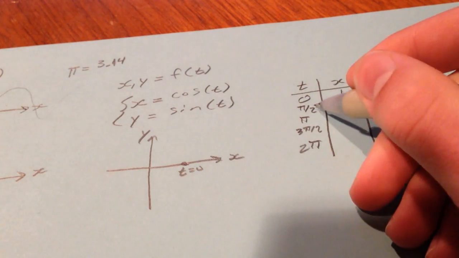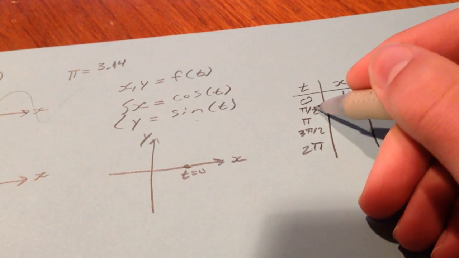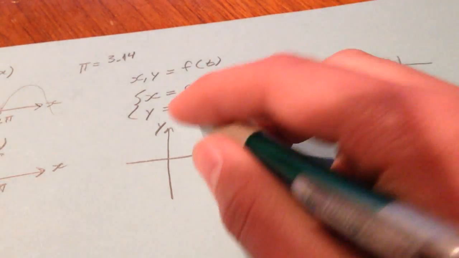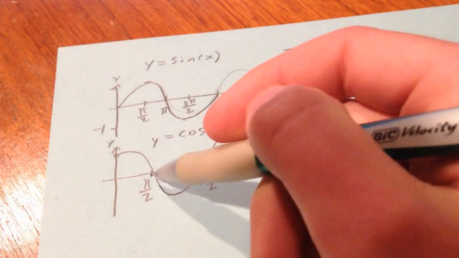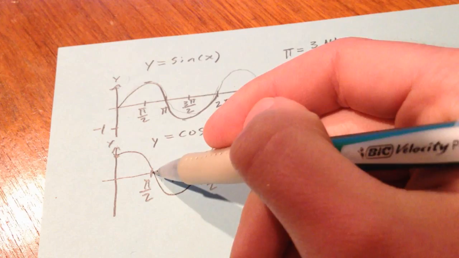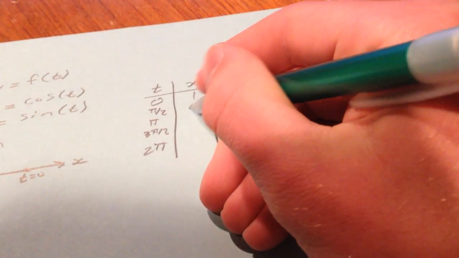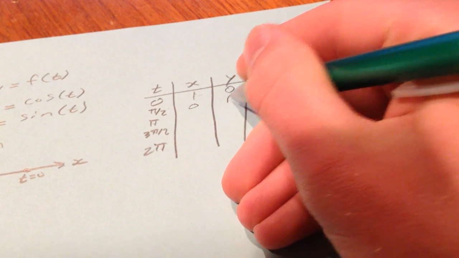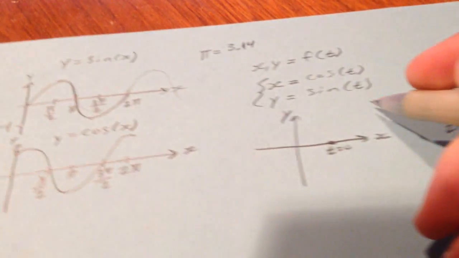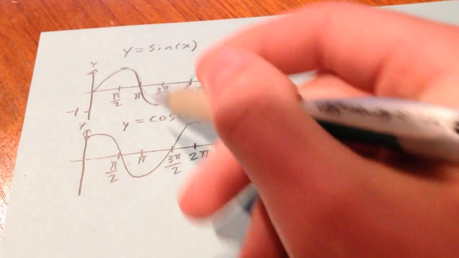The next point, we plug in pi over 2 for x and y here, and if we look at our functions, that is at 0 and that is at 1. So we have 0 and 1. And the next one is pi. Here we have -1 and 0.